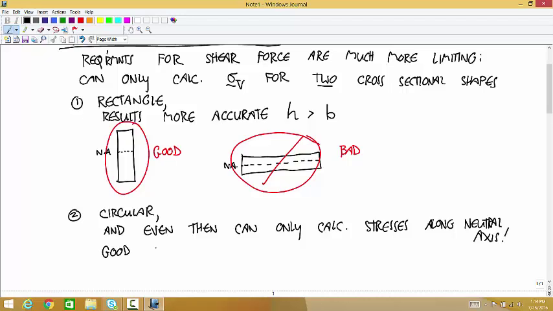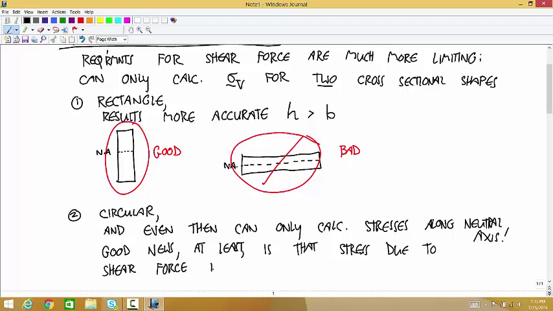So the good news, at least, is that the stress due to shear force is maximum on the neutral axis.